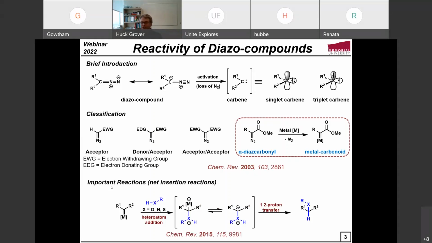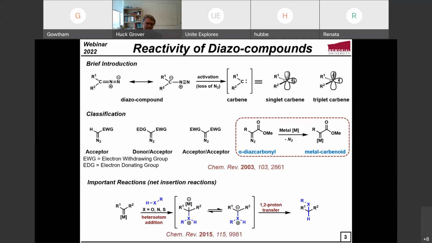In particular, you can have a metal-bound carbenoid, which can undergo an addition reaction with a heteroatom nucleophile to generate a zwitterionic species, which upon 1,2 proton transfer would lead to a net inserted product, where we form two new sigma bonds to the carbenoid carbon, one to the heteroatom and the other to a proton.